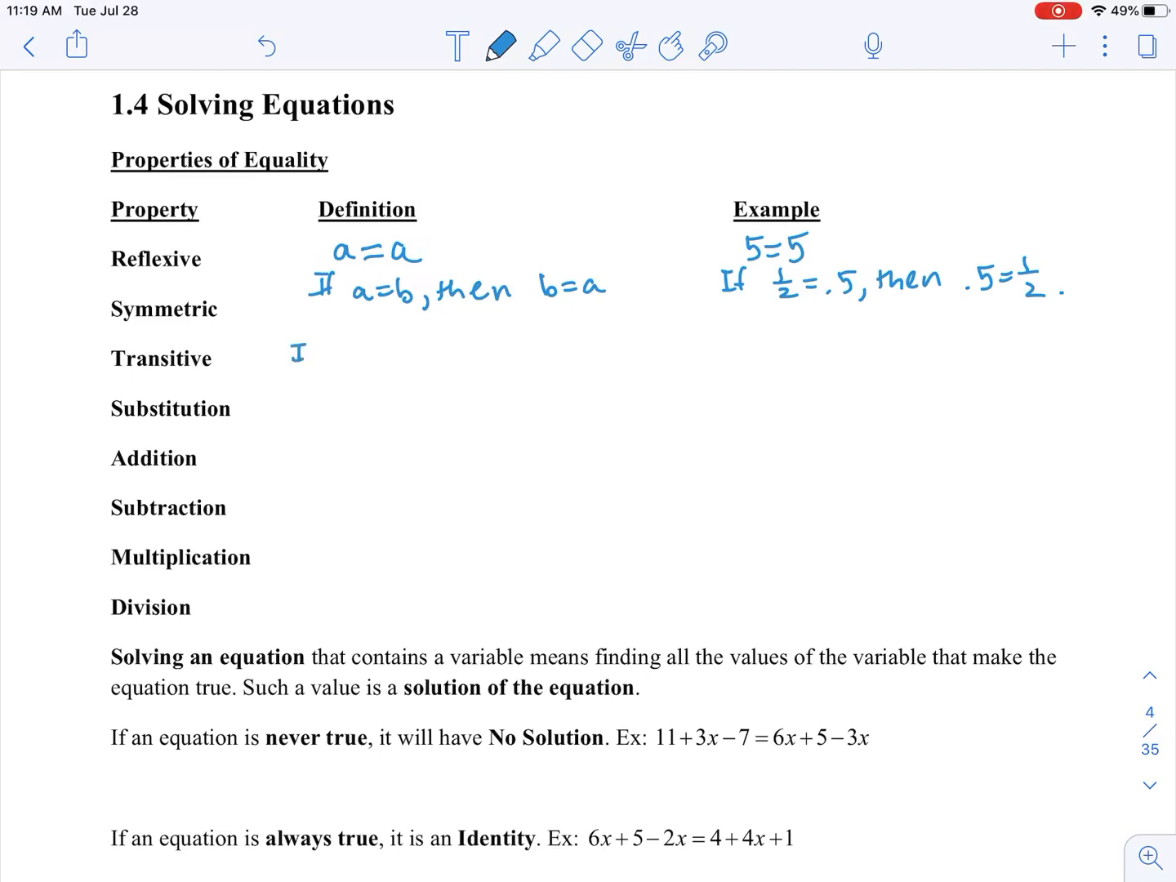Transitive property we also saw a lot of in geometry. If A equals B and B equals C, then our conclusion is, since A and C are both equal to B, that they must be equal to each other. Substitution property we use frequently, and we see that again in systems of equations. If we know that two values are equal to each other, if A equals B, then A can be replaced with B and vice versa.